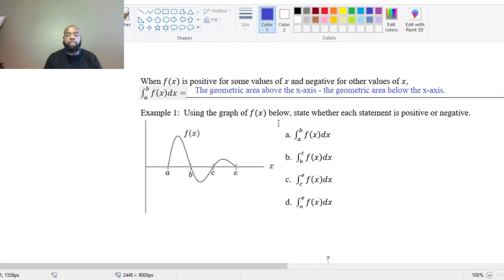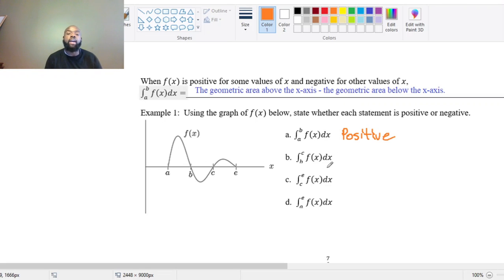And so in this example here, I want to determine whether each statement is positive or negative. For instance, the integral from a to b of f of x dx. This is our function f of x. I want the integral from a to b. Well, my function is completely above the x-axis, and so the answer to this one is going to be positive.